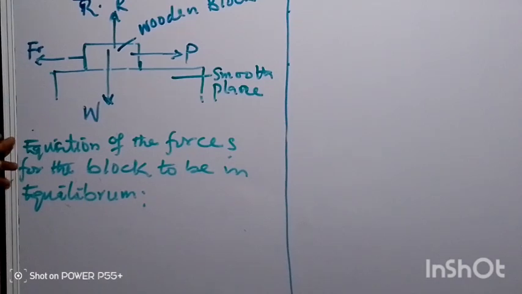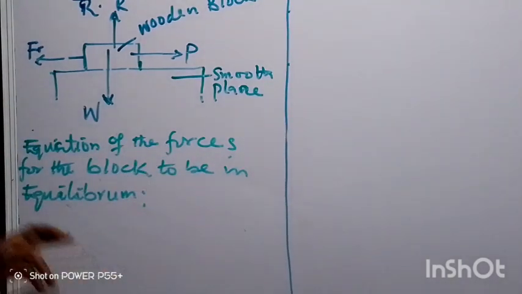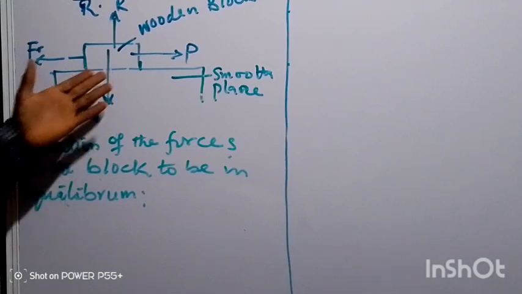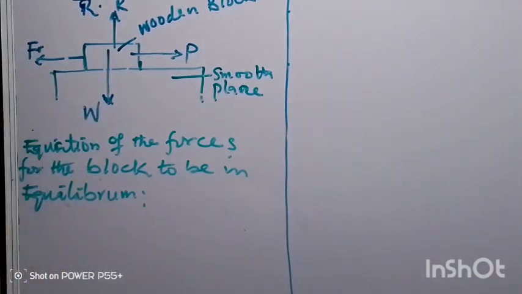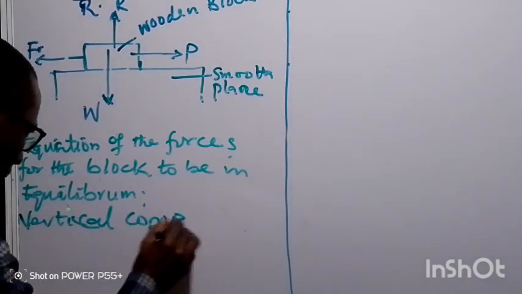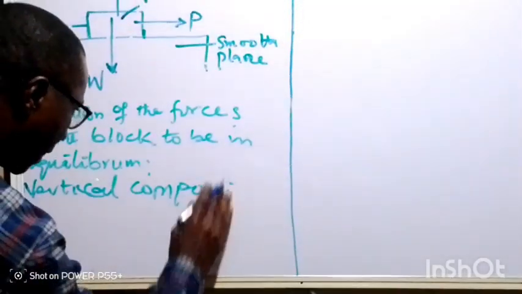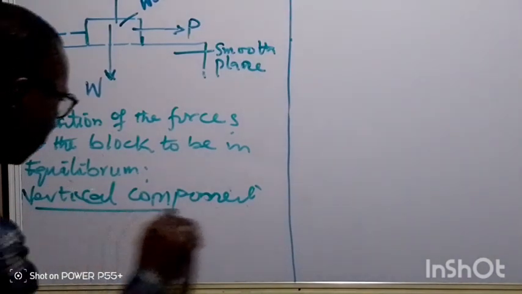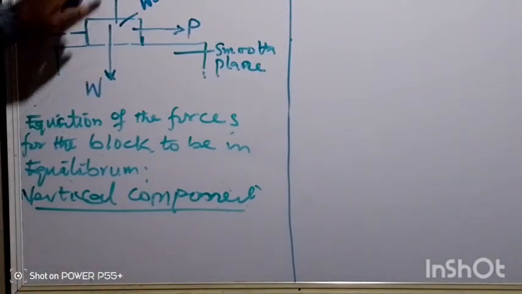The next thing is, let's look at the equation of the forces for this block to be in equilibrium. What are the possible equations that we need for these four forces? We've divided the forces into two components. For the vertical component, the vertical component forces involve the weight and the normal reaction.